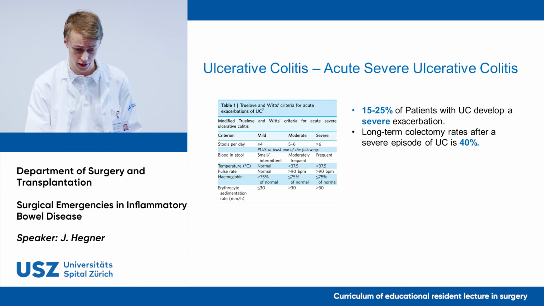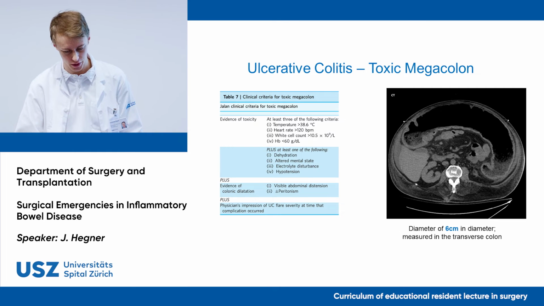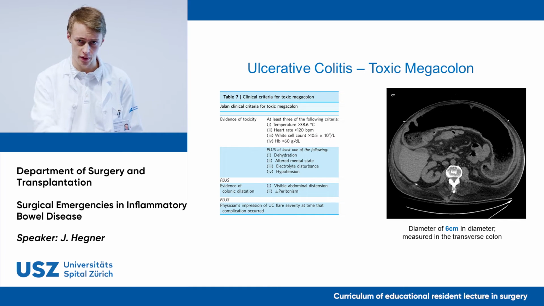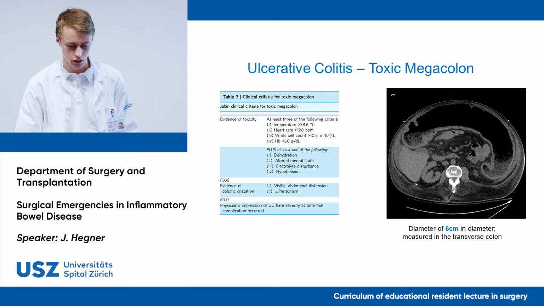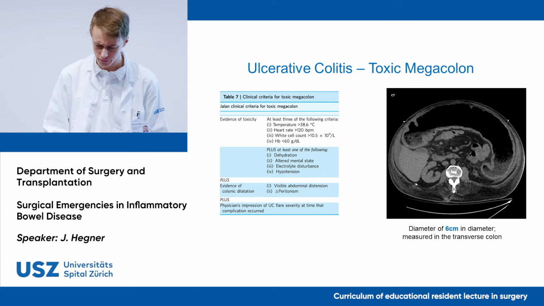A possible complication of ulcerative colitis, which occurs in 5% of these patients, is toxic megacolon, which is a life-threatening complication and is defined by the gross distension of the transverse colon. Here we can employ the Jalan clinical criteria to make a diagnosis, and it combines clinical, laboratory, and most importantly, radiological findings in the context of a UC flare to confirm this diagnosis. Notably, we want to see a diameter of over 6 centimeters of the transverse colon to establish a toxic megacolon in the setting of severe UC.